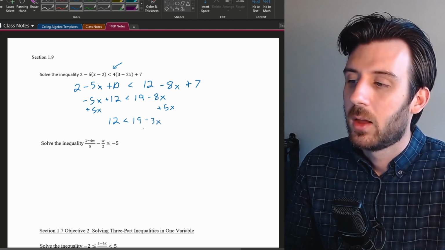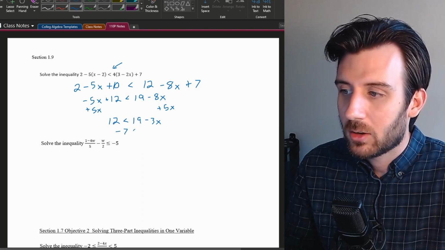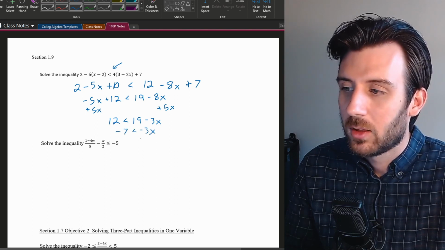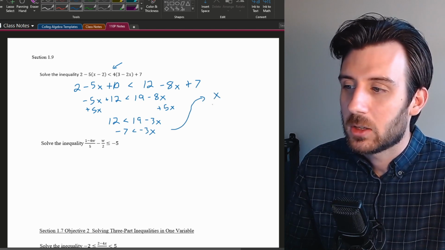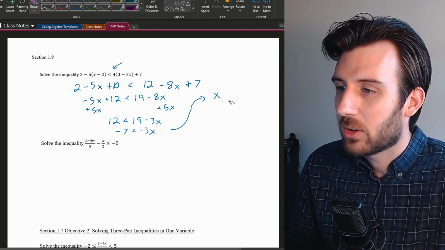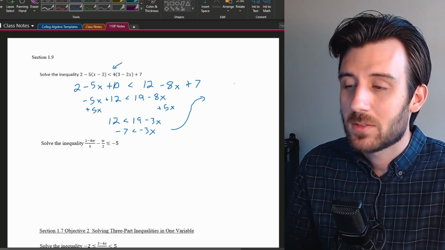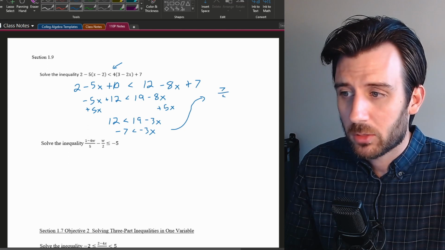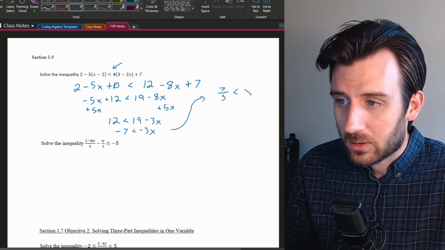And then if I subtract 19 from both sides, that gets me -7 less than -3x. And so then that would be that x is going to be, well, let's keep it on the exact same side. So if we divide both sides by -3, then that would be -7 divided by -3 gets me a +7/3. And on the right hand side, I would have x.